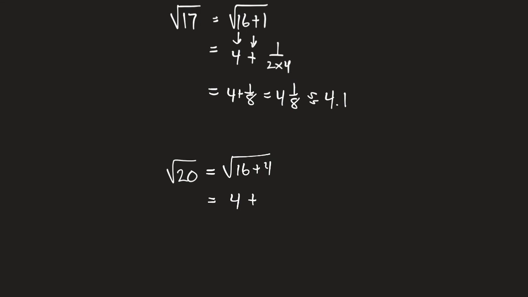plus 4 over 2 times the 4 here. So it's 2 times 4. And the 4's cancel. So it'd be 1 over 2, which is 1/2, which is 0.5. So I'll just write out all the steps here, but I already know it's 4.5. So 4 plus 1/2, which is 0.5, so it'd be 4.5. And that would be the approximation for the square root of 20.